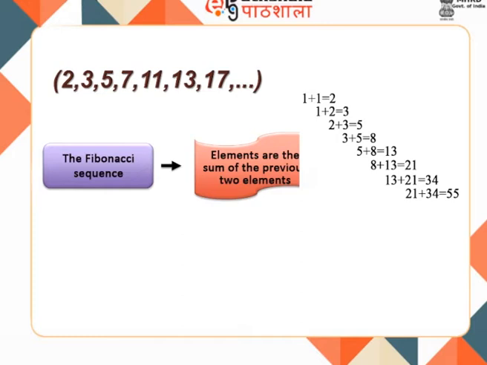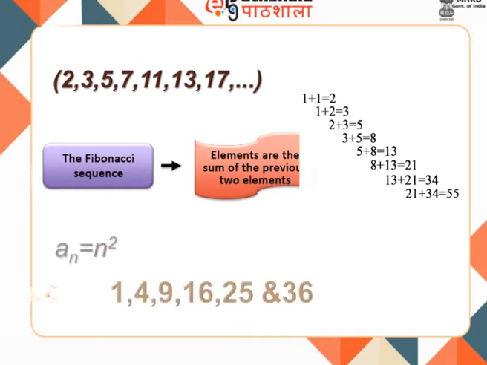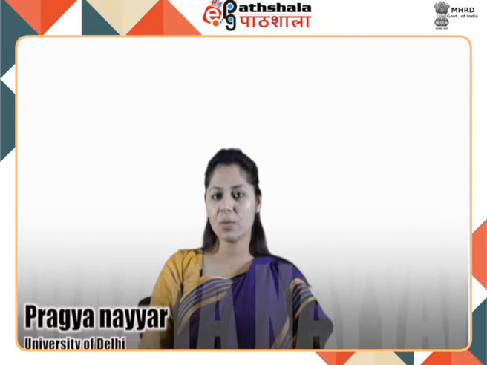Example: the first 6 terms of the sequence an = n squared are 1, 4, 9, 16, 25, and 36. Sequences can be arithmetic sequences or geometric sequences. An arithmetic sequence is where each term is obtained by adding a fixed number to the previous term, and a geometric sequence is where each term after the first term is obtained by multiplying the preceding term by a fixed number.